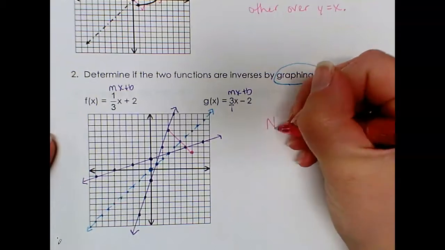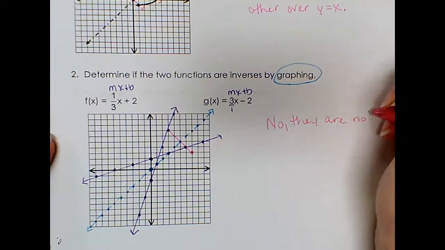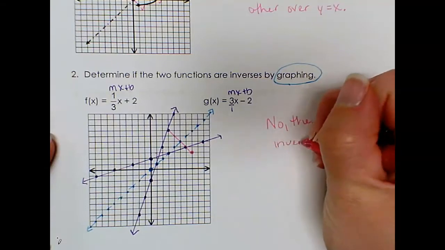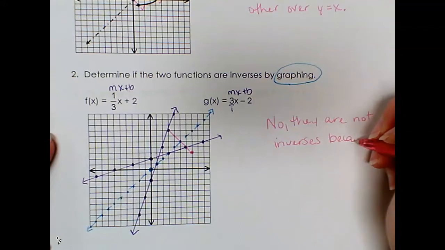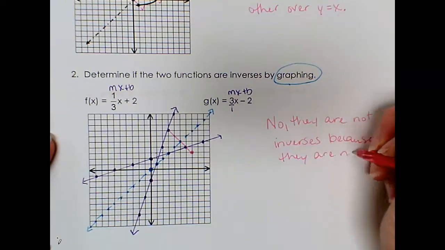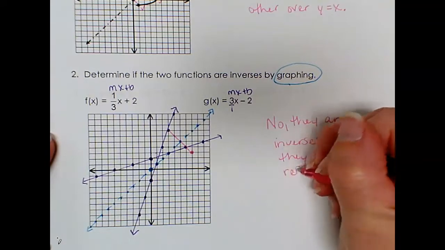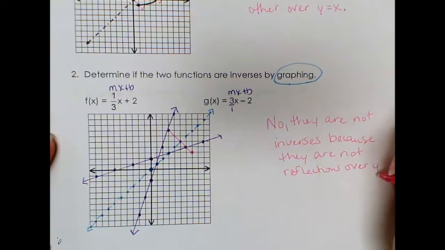So I'm going to say no. They are not inverses because they are not reflections over y equals x. That is my reasoning.